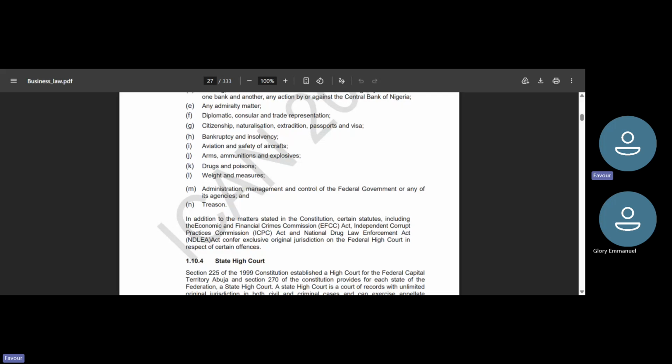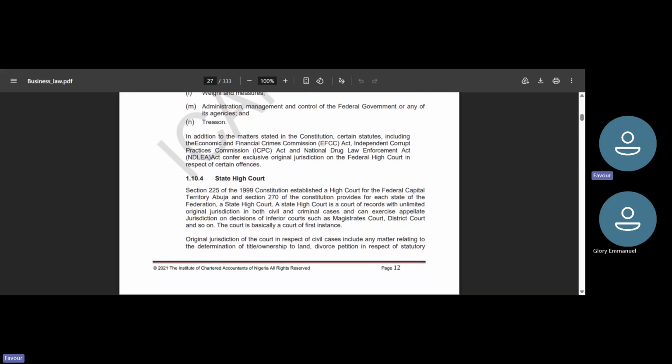And after the Federal High Court, the next court under the hierarchy is the State High Court. This is a court of record with unlimited original jurisdiction in both civil and criminal cases, right? And it can exercise appellate jurisdiction on decisions of inferior courts such as the magistrate court, the district court, and so on. The High Court of the Federal Capital Territory was established by Section 255 of the 1999 Constitution.